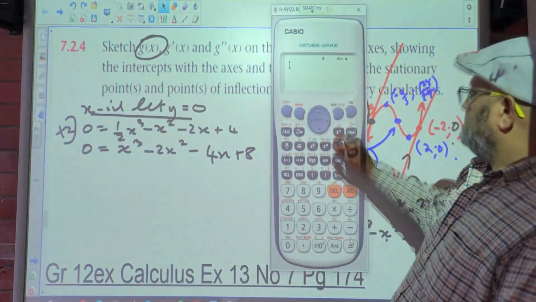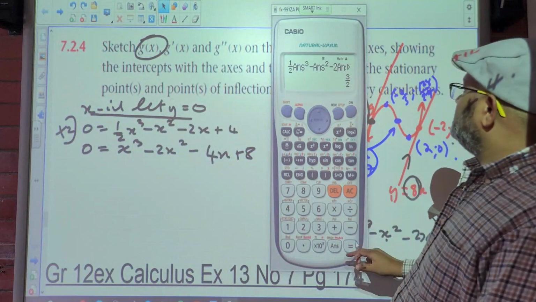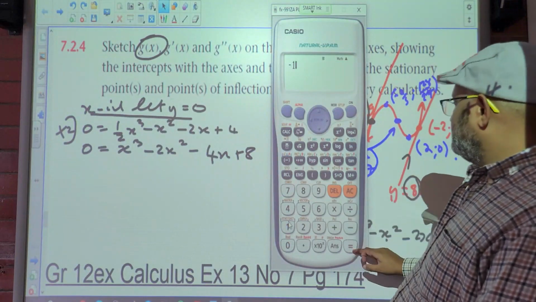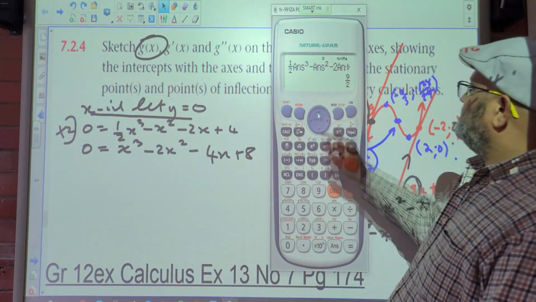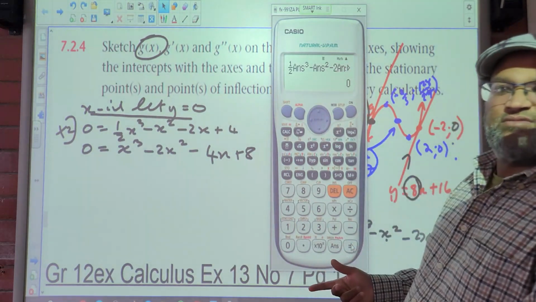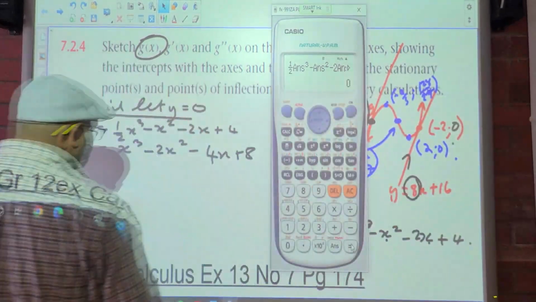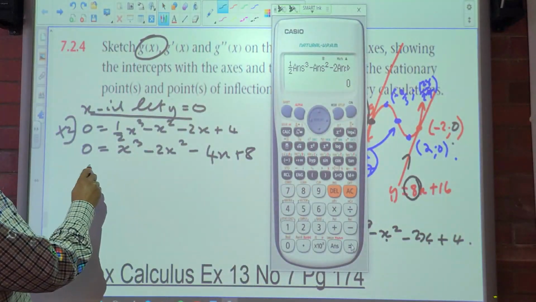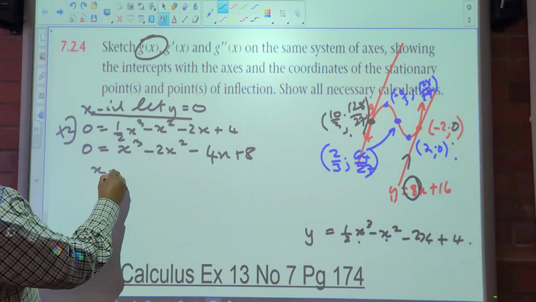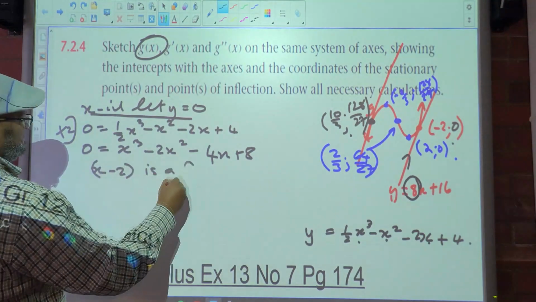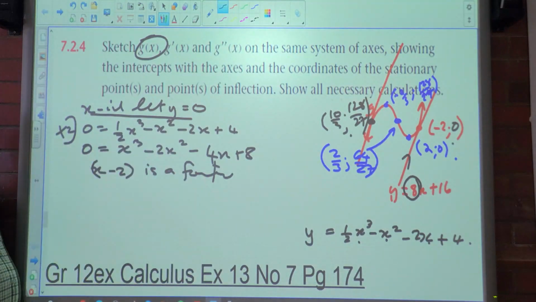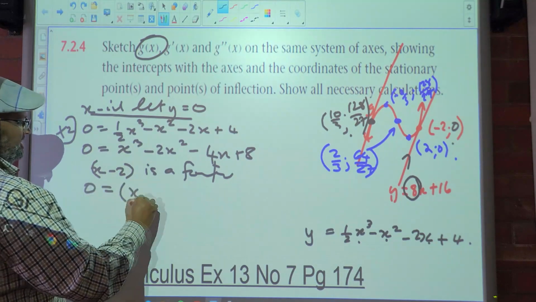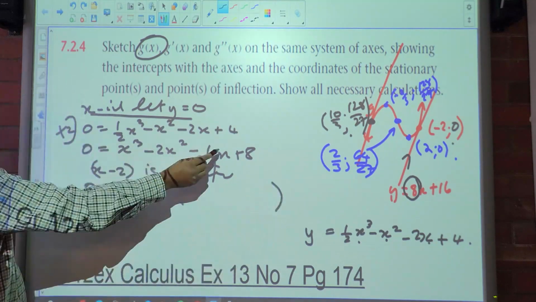So we put 1 into that. It's not 0. Negative 1: not 0. 2: that gives me 0. So what does that mean? It means x minus 2 is a factor. Even though I multiplied the whole equation by 2, the factor remains a factor. So 0 equals x minus 2 times something.